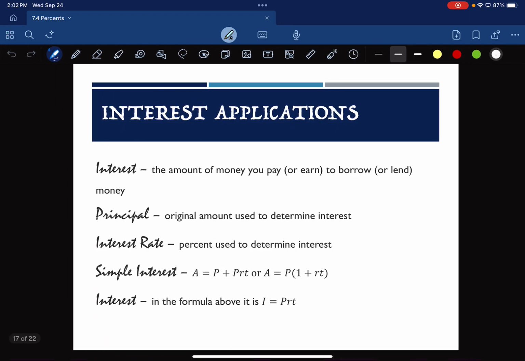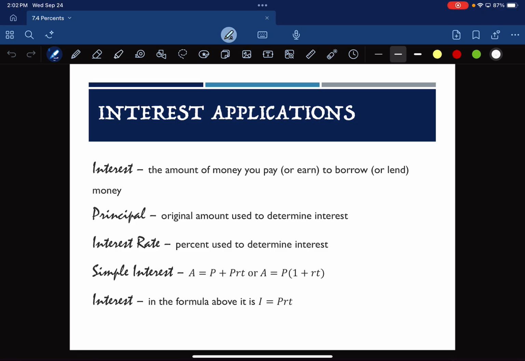There we go. All right, so some vocabulary, some definitions first. Interest is defined to be the amount of money that you pay or you earn to borrow or lend money. It's how much you pay if you are borrowing money, or how much you earn if you are lending money. Principal is the original amount that is used to determine the interest. In particular, it's the amount that you invest into that account or the amount that you borrow. The interest rate is the percent that's used to determine the interest.